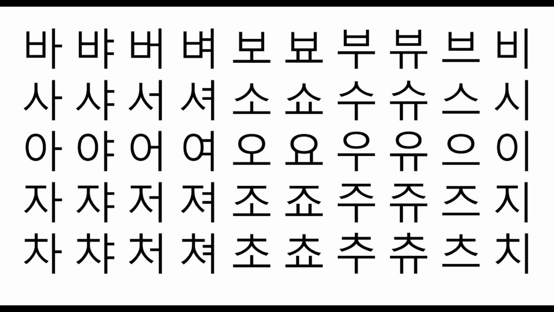Now for the fifth line, the chieut. So we've got cha, cha, cheo, cheo, cho, cho, chu, chu, cheu, chi. So for the first time, that's cha, cha, cho, cho, chu, chu, ch, chi.